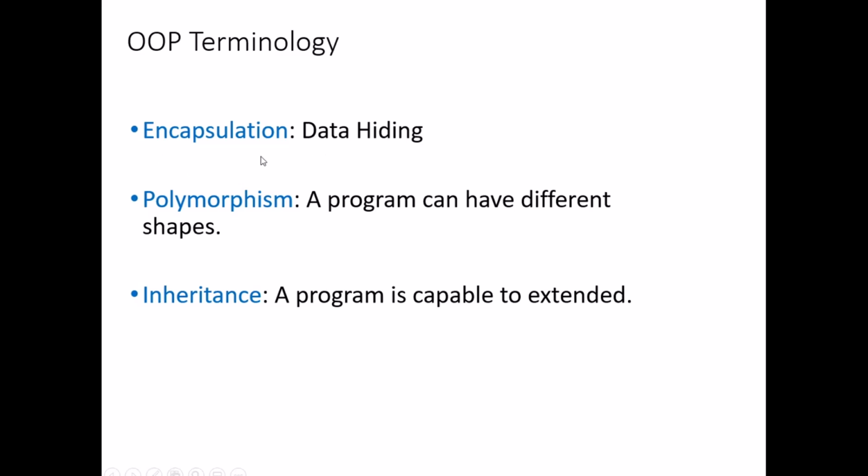When we say encapsulation, it means data hiding: how you can hide the data of each object from others. When we say polymorphism, it means a program can have different shapes. And when we say inheritance, it means a program is capable of being extended. This is when we say that there is an update to a program. In fact, the update is done by this technique.